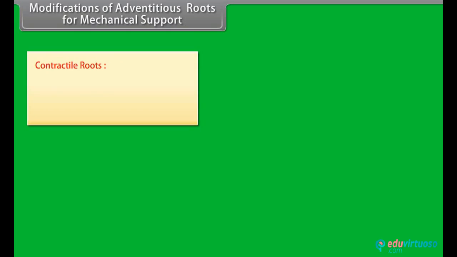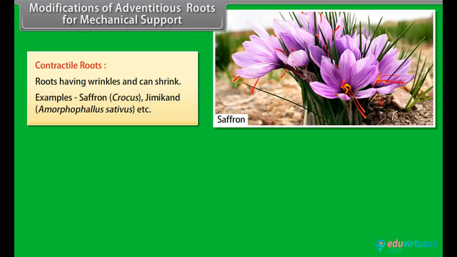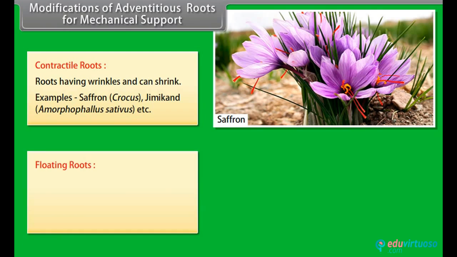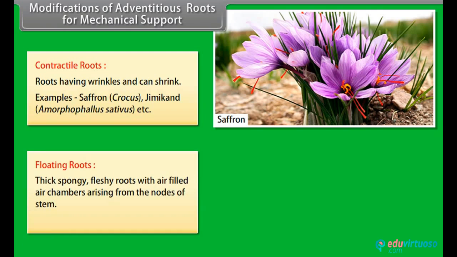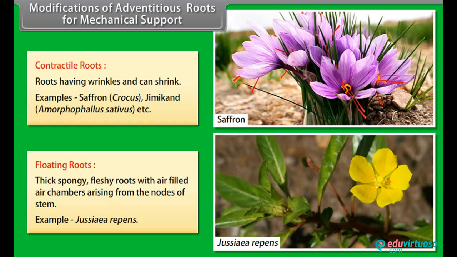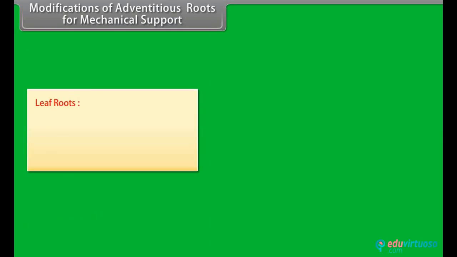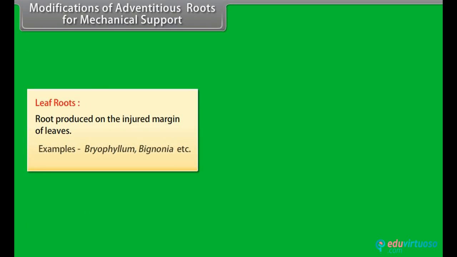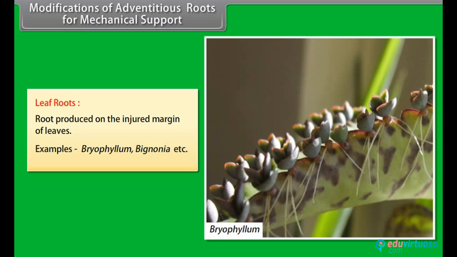Contractile roots: roots having wrinkles and can shrink. Examples: saffron, jimsonweed, etc. Floating roots: thick, spongy, fleshy roots with air-filled chambers arising from the nodes of stem. Example: Jussiaea repens. Leaf roots: roots produced on the injured margin of leaves. Examples: Bryophyllum, Bignonia, etc. Modifications for vital functions.